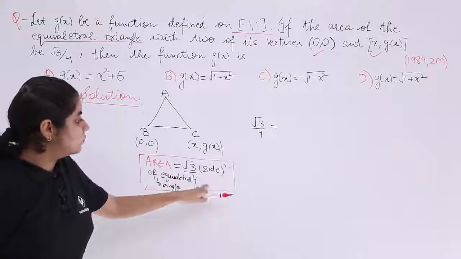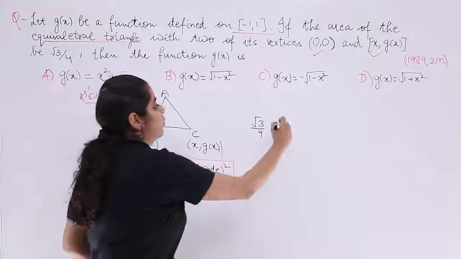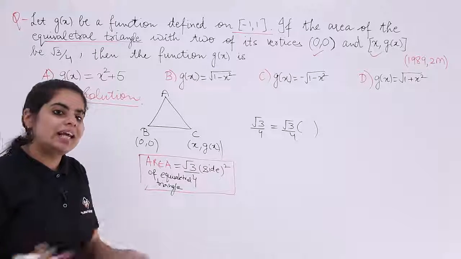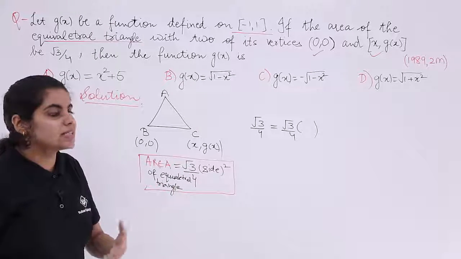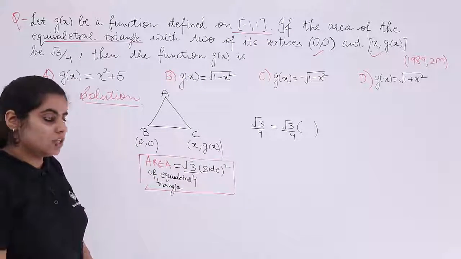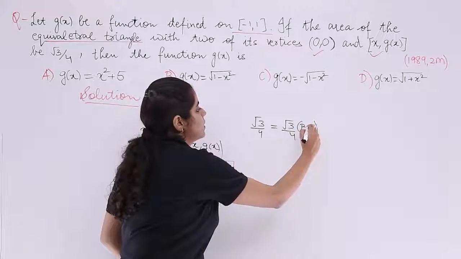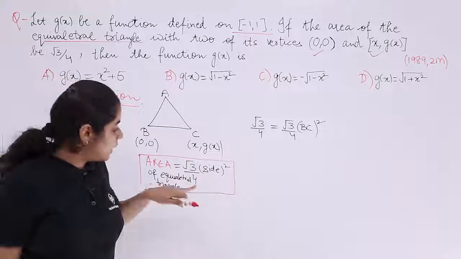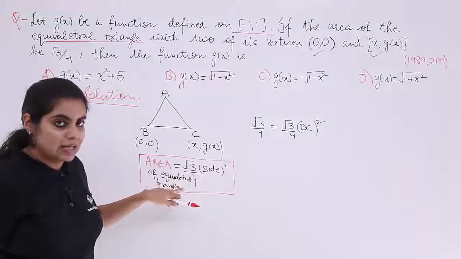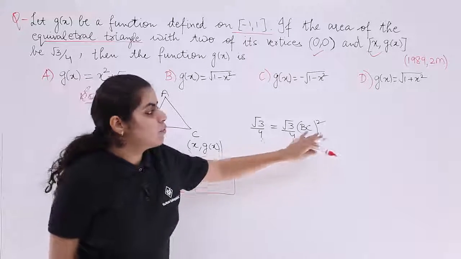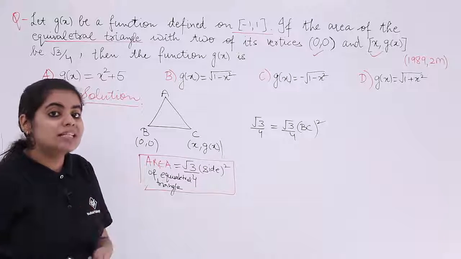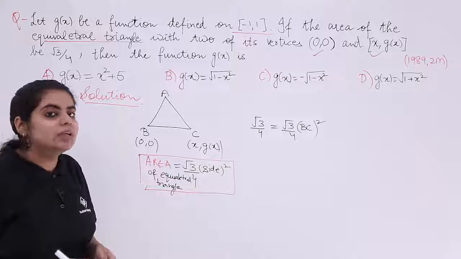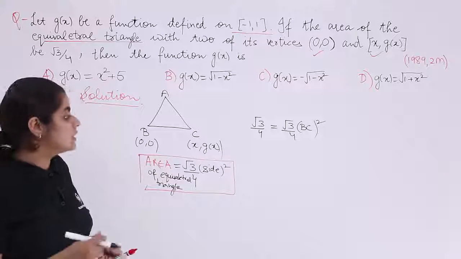Next I am going to write the formula. It is root 3 by 4 into side square. Take any side into consideration. Let us take the side BC into consideration. So it is simply the application of formula wherein I have root 3 by 4, that is area, is equal to root 3 by 4 into side square. Now what is BC square? BC is the distance and I know the distance formula. What is the distance formula?